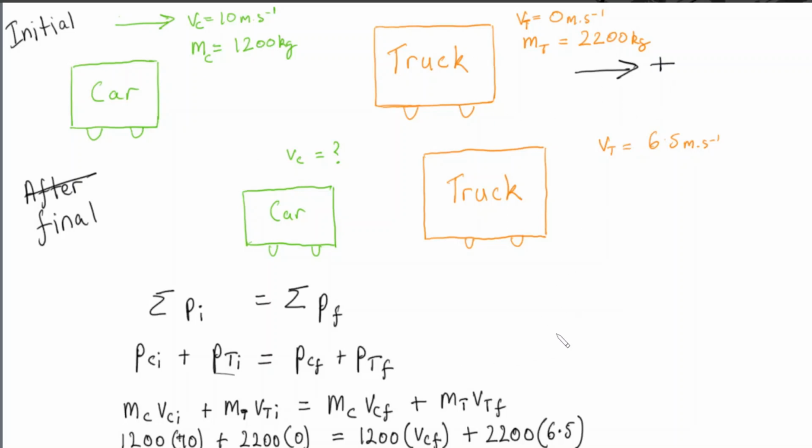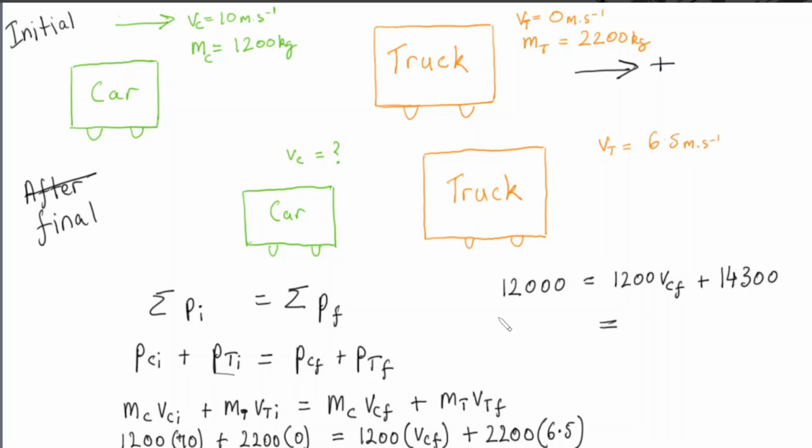So the velocities stay positive because obviously we've assigned right as positive. So let's go ahead and plug these numbers into our calculator. 1,200 times 12 is 12,000. So that's all the momentum on the left side of the equation, or in our initial condition. And that's going to be equal to 1,200 times our unknown velocity of the car, which is VCF, plus 2,200 times 6.5, which is the momentum of the truck. So that's going to be equal to 14,300.